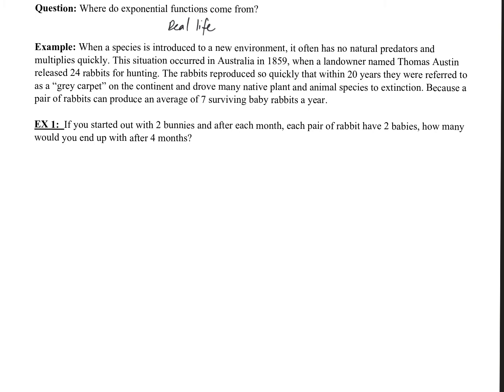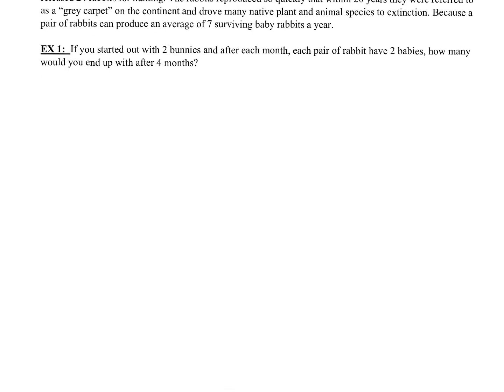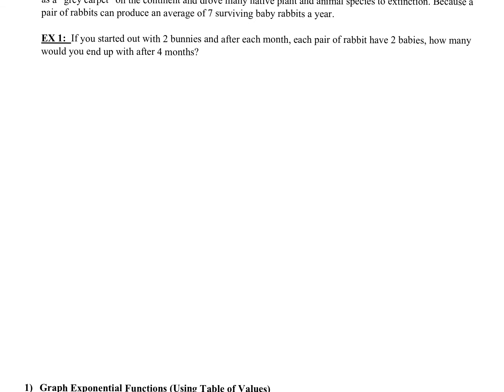They produce so quickly. Let's just take a look at a small mini example with bunnies to get an idea of what exponential is talking about. So if you started out with 2 bunnies and after each month, each pair of rabbits has 2 babies, how many would you end up with after 4 months? Well, first let's go ahead and draw our bunnies. I'm just going to pretend that these are bunnies. Okay, so this is the first pair, and they have 2 babies after 1 month.